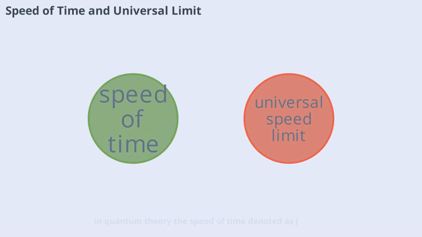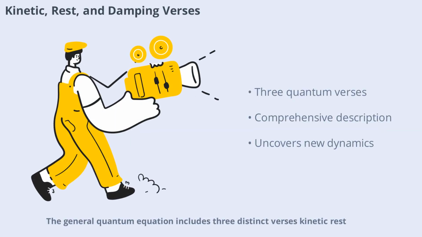In quantum theory, the speed of time, denoted as J, acts as a universal speed limit. This concept helps define the boundaries of quantum behavior, ensuring that equations remain consistent across all states. By incorporating the speed of time, physicists can better understand the limits of quantum evolution and the nature of matter charge. The general quantum equation includes three distinct verses: kinetic, rest, and damping.